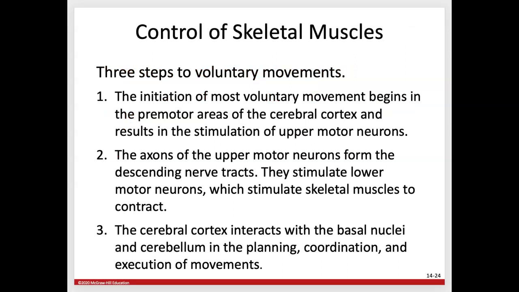There are 3 steps in voluntary movements. I'm not going to necessarily ask you the steps exactly, but this is a review of what we've already talked about. The initiation of most voluntary movements begins with the premotor areas of the cerebral cortex and results in the stimulation of the upper motor neurons. The axons of the upper motor neurons form the descending nerve tracts. They stimulate lower motor neurons, which stimulate skeletal muscles to contract. The cerebral cortex interacts with the basal nuclei and the cerebellum in the planning, coordination, and execution of those movements.